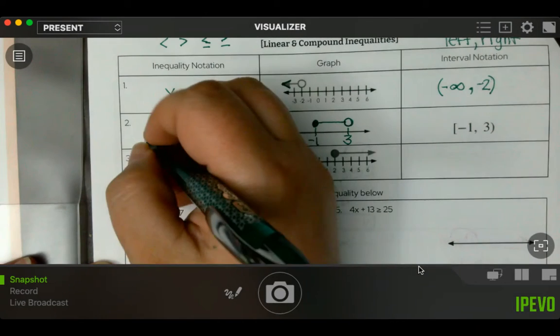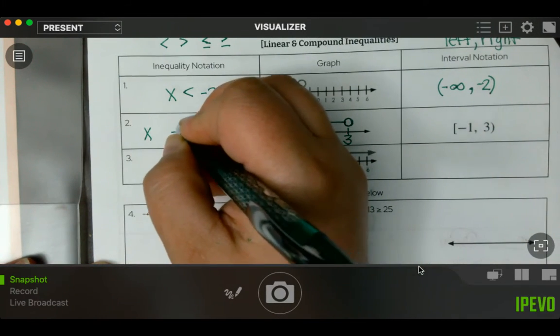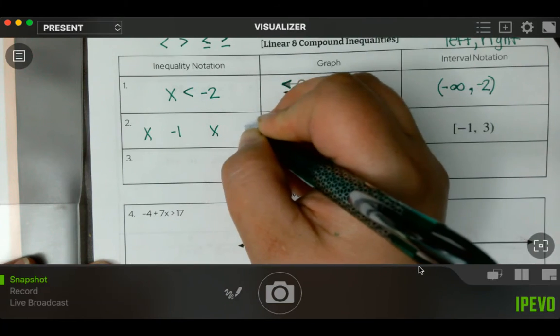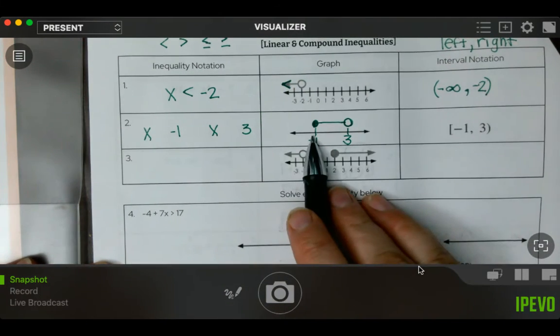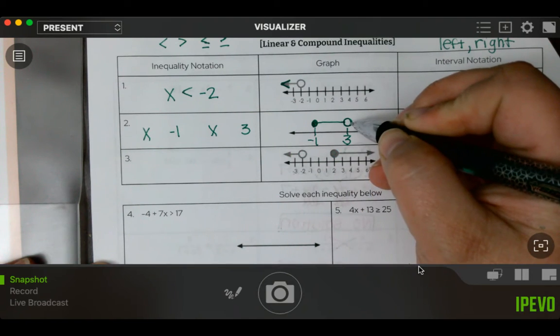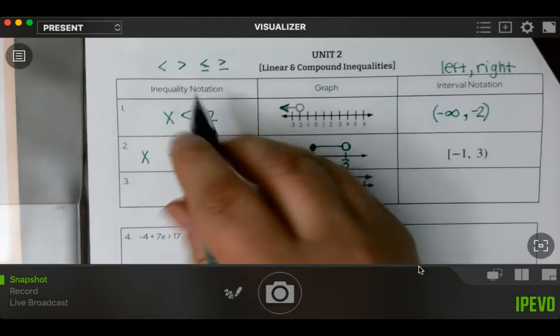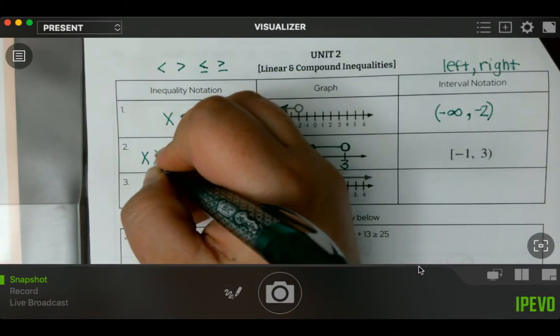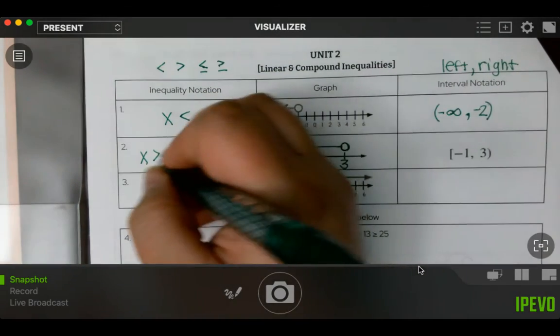Now, for the interval or inequality notation, we need to do two of them. One for the negative 1 and one for the 3. The negative 1 is technically heading this direction, so we need one that points this direction, which looks like this. Since it's closed, you put the little line underneath.